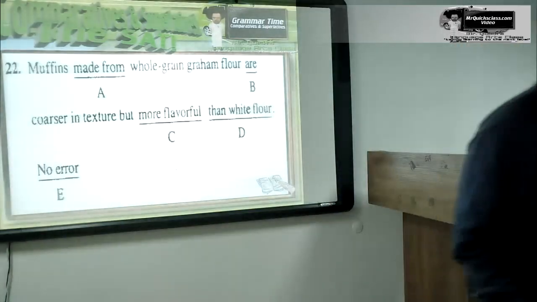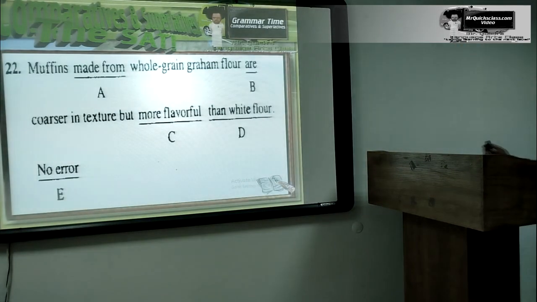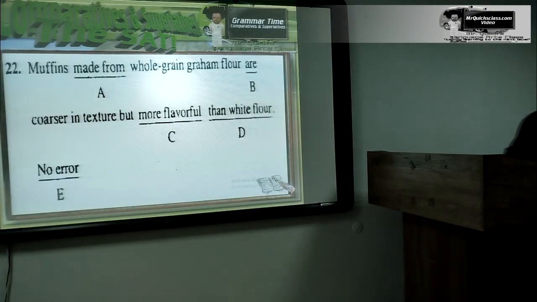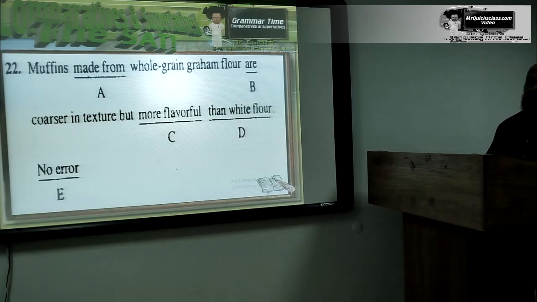Everyone agrees. It's supposed to be "is," not "are." Should be "is," not "are." Everyone agrees. So it's a verb issue. Okay, then I have to agree. Hello?